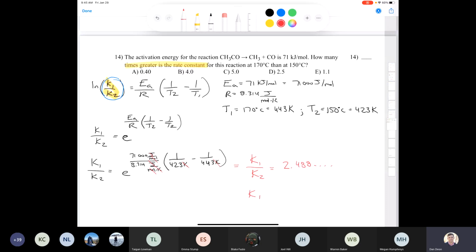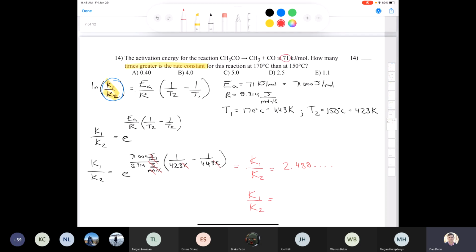So that means that K1 over K2 is, since we only have 2 sig figs in these numbers, right? We only have 2 sig figs here. It's going to be equal to 2.5 when we round up, okay? So the best answer here would be 2.5 times faster.